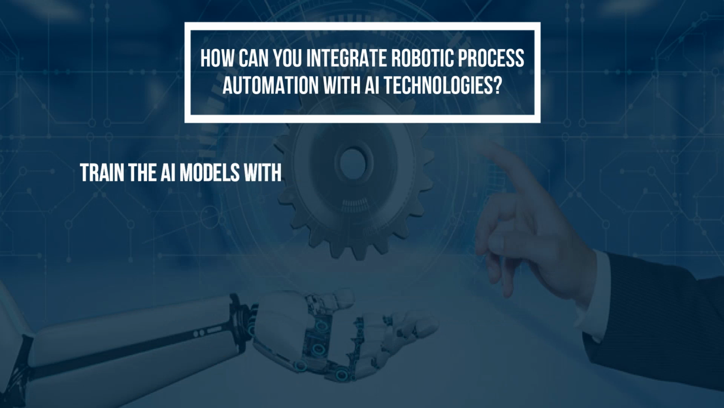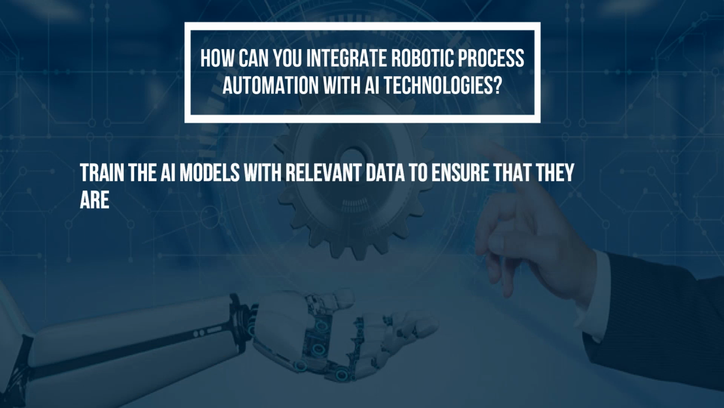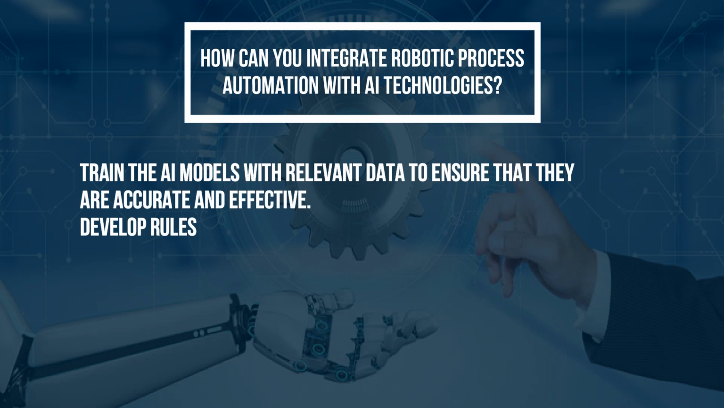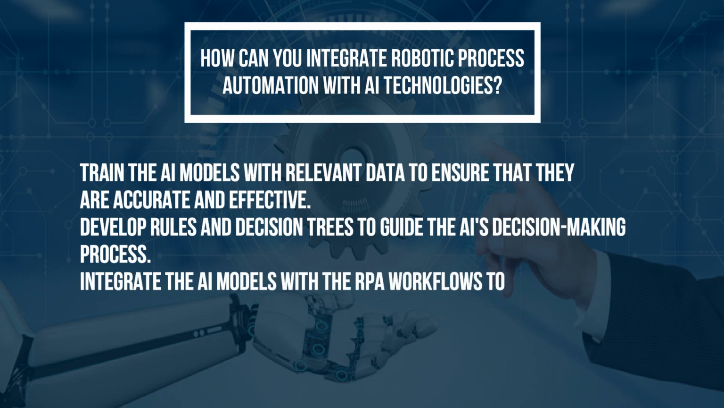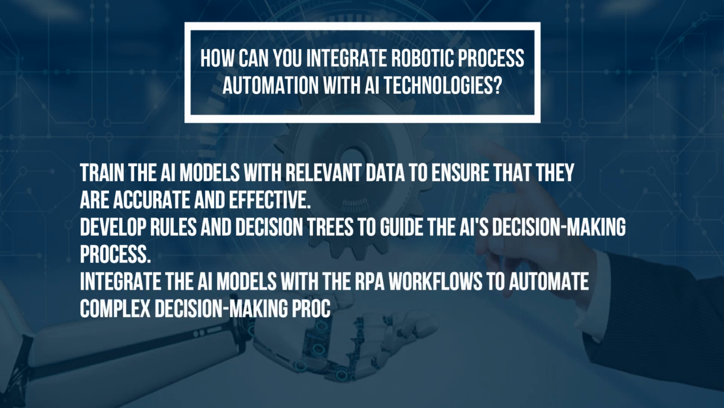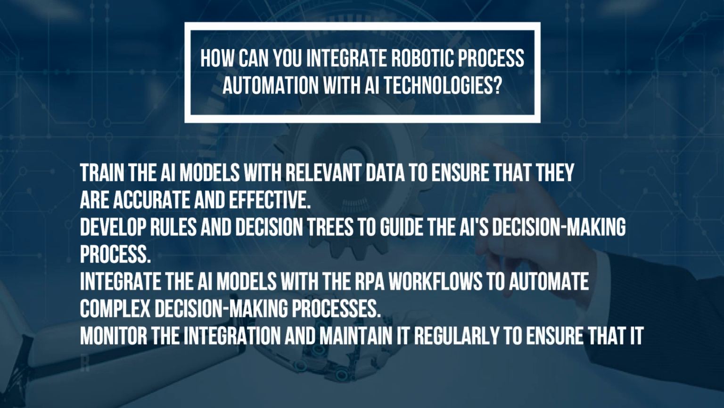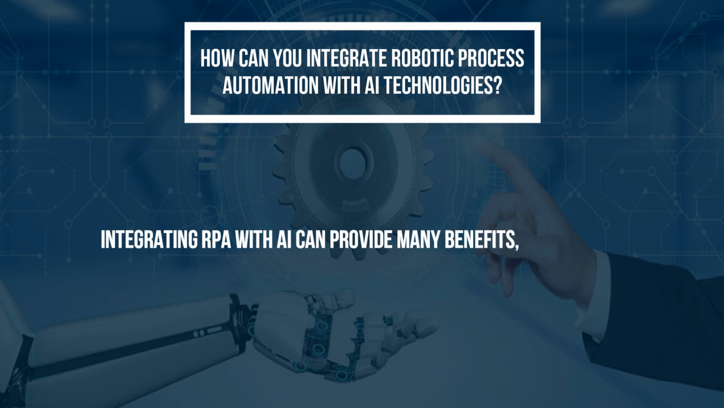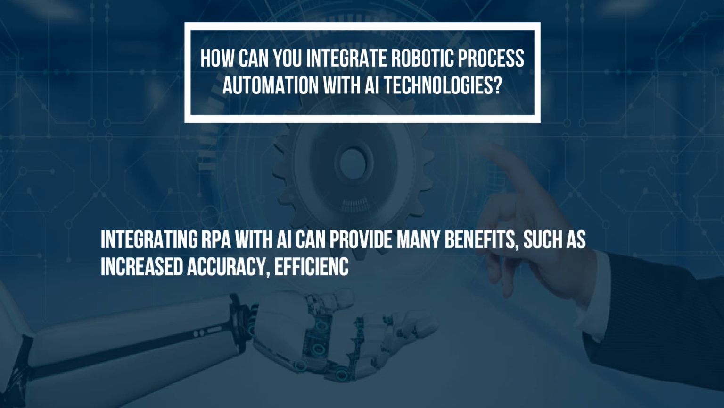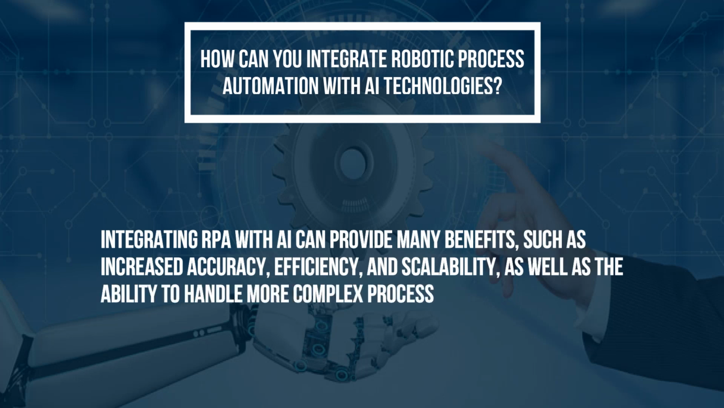Train the AI models with relevant data to ensure that they are accurate and effective. Develop rules and decision trees to guide the AI's decision-making process. Integrate the AI models with the RPA workflows to automate complex decision-making processes. Monitor the integration and maintain it regularly to ensure that it remains effective and efficient over time. Integrating RPA with AI can provide many benefits, such as increased accuracy, efficiency, and scalability, as well as the ability to handle more complex processes.